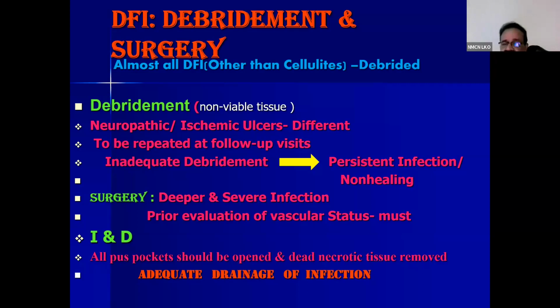Surgery should be reserved for the deeper and severe infection. And more important thing is prior evaluation of vascular status is a must. Because if you are not going to open the anterior tibial, posterior tibial artery, etc., then chances are that whatever debridement has been done will fail. Patient is going to get it again because the vessels are not open. So whatever antibiotic you are giving is not going to the ulcer site. So it is going to recur and not going to treat. And similarly, if pus pockets are there, they have to be opened.